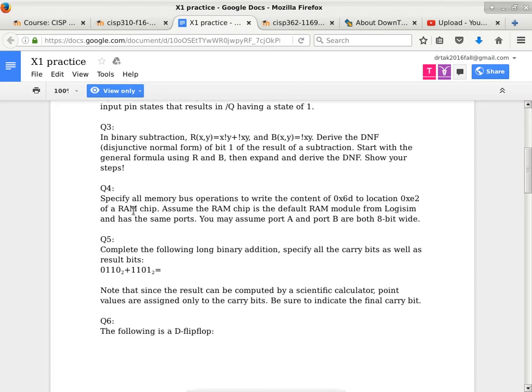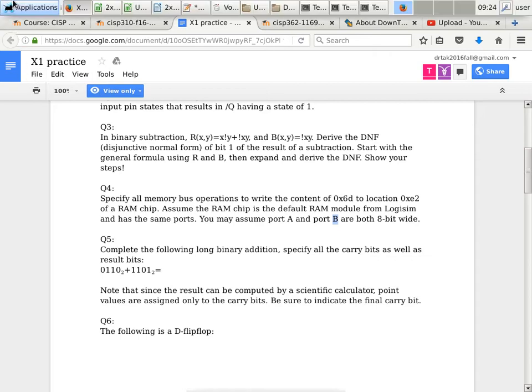Question number 4. Specify all memory bus operations to write the content of 6D to a location of E2 of a RAM chip. Assume the RAM chip is the default RAM module from LogicSim and has the same ports. You may assume port A and port D are both 8-bit wide.